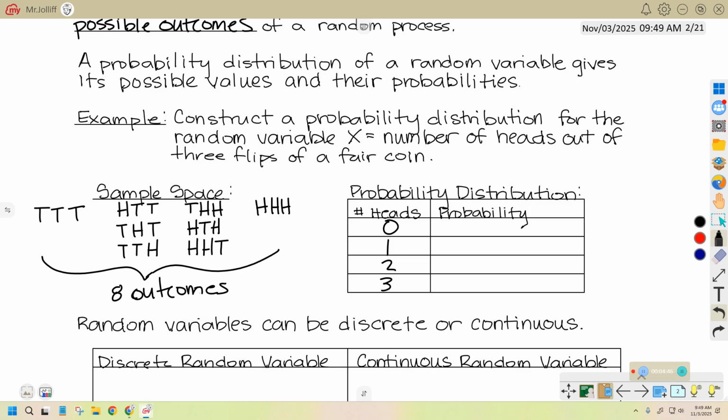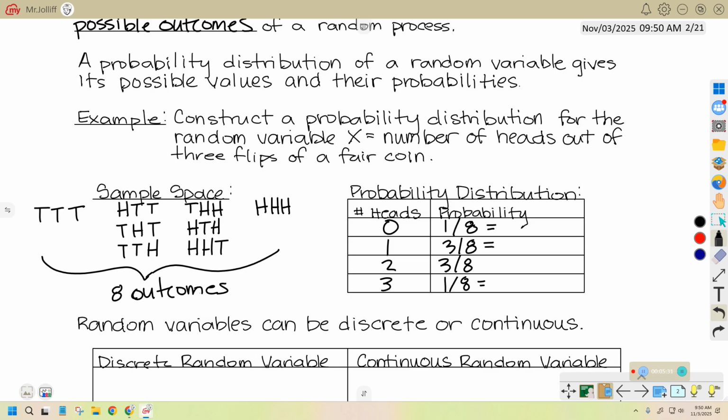Let's fill in our table. For the first row, how many of those 8 outcomes have no heads? 1. Probability of 1/8. Yeah. And we'll grab a calculator in a minute. Of those 8 outcomes, how many of them have exactly 1 head? 3. Out of those 8 outcomes, how many have 2 heads? 3. And then I have 1 sad guy by himself. That's all 3 heads. Good.